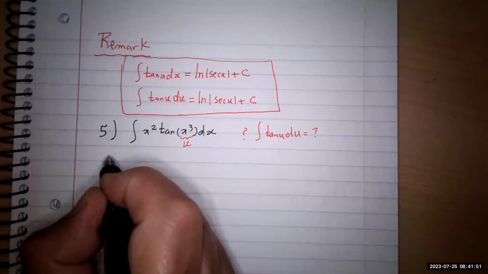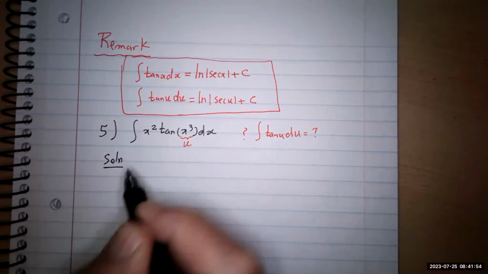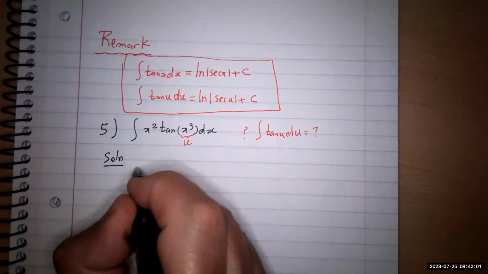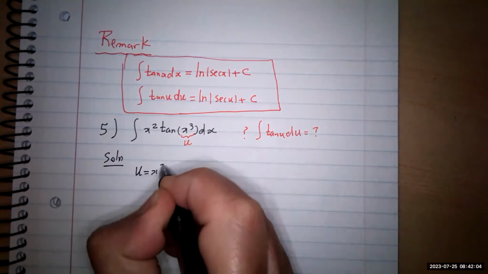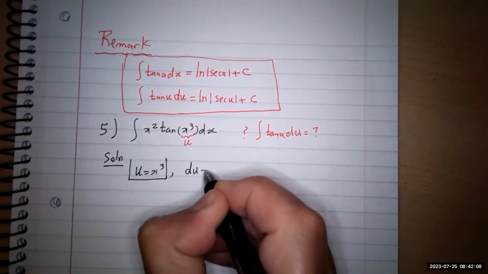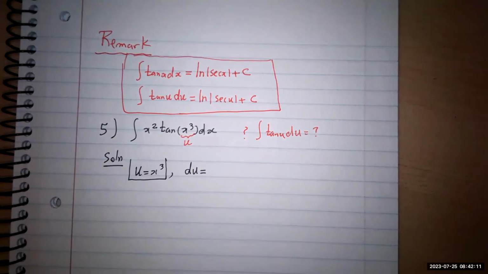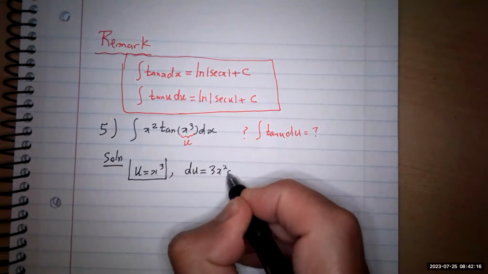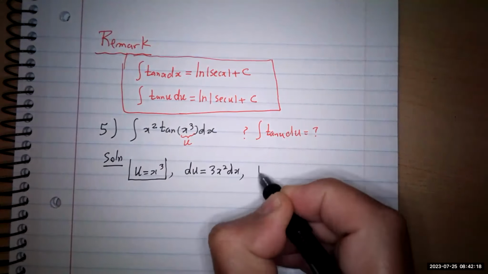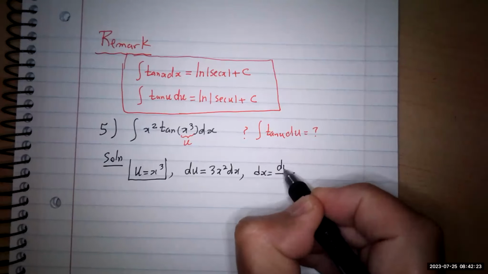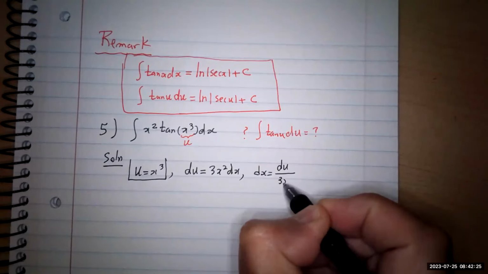Okay, so this is it. You have to do the operation. Again, all the details of the substitution method should be given on your test or the quiz or the final. So you take u to be x cubed. That is u. Then you find the du. The derivative of x cubed is 3x squared dx. You have to find the dx as usual. So that gives you dx equals du over 3x squared.